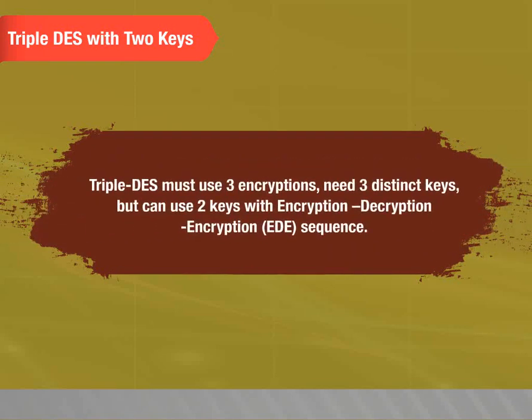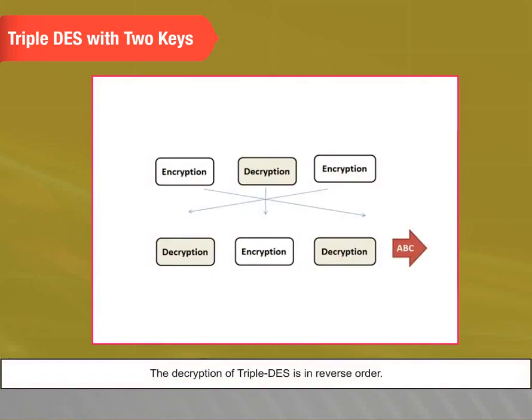Triple DES must use 3 encryptions and needs 3 distinct keys, but can use 2 keys with an encryption, decryption, encryption sequence, the EDE sequence. C = E(K1, D(K2, E(K1, P))). P = D(K1, E(K2, D(K1, C))). The decryption of triple DES is in reverse order.